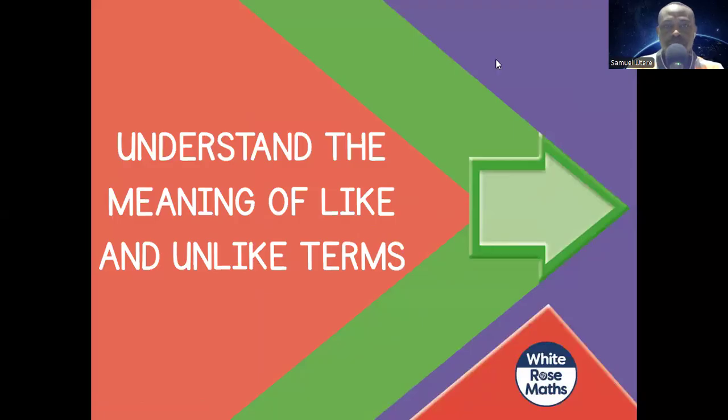So, in your previous lesson, you learned how to solve one-step equations involving multiplication and division using inverse operations. In today's lesson, you're going to learn the meaning of like and unlike terms. This is a very important and fundamental concept in your understanding of algebra.